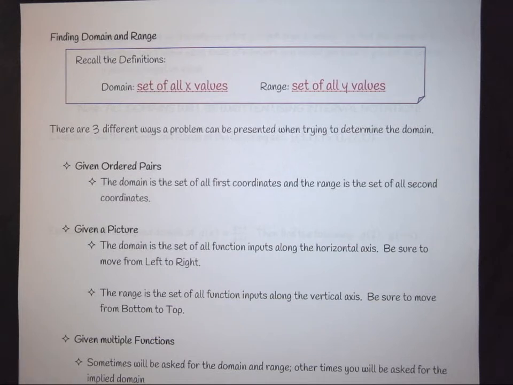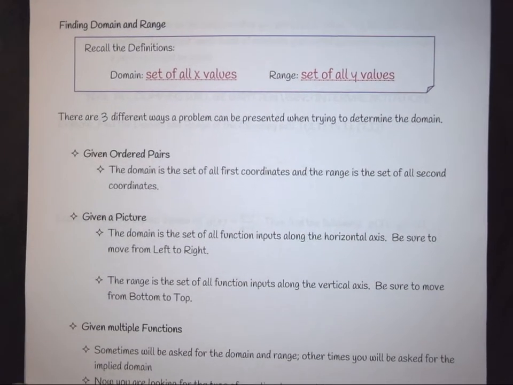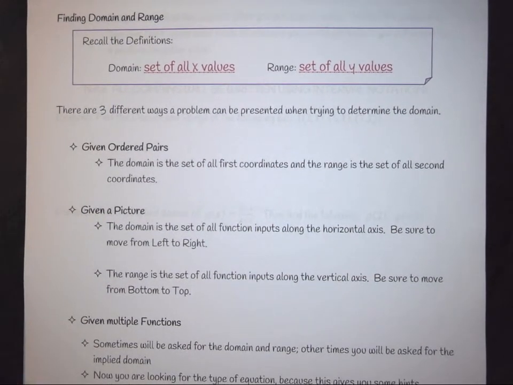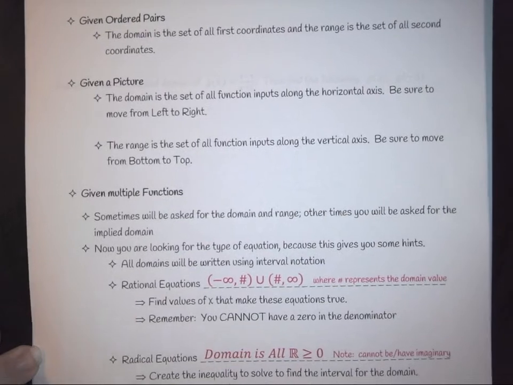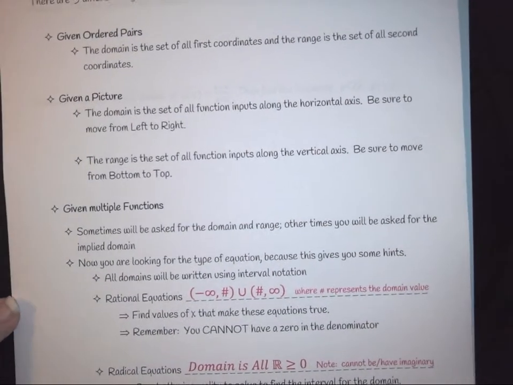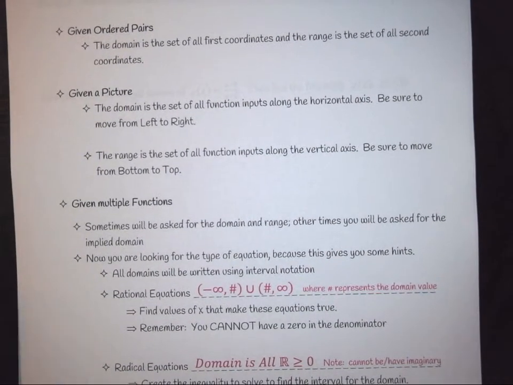Now, a couple things we have to remember when we talk about domain, we're talking about the set of all x values. And when we talk about the range, we're talking about a set of y values. Now, we have three different ways that we can see domain and range problems. So, the first is if you're given ordered pairs. Ordered pairs is fairly simple. It just simply means you're going to create a set where you're going to list out all of your x values, and then you're going to list out all of your y values. And that would be your domain and range in terms of ordered pairs.